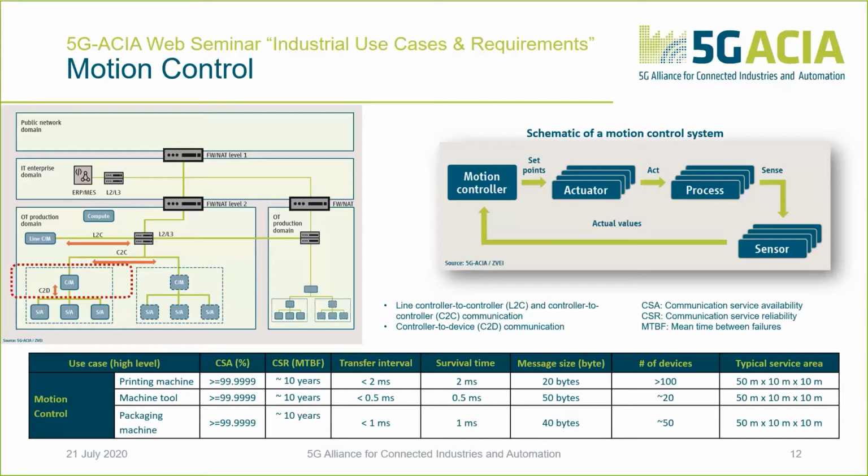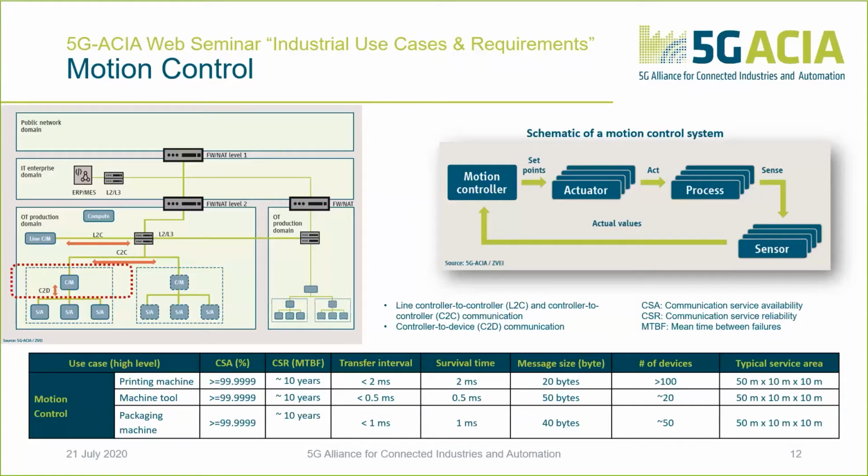At the same time, the sensors are used to determine the current value of the process. For example, what is the current position of the components? And then they send the actual values back to the motion controller in a deterministic manner. So during each communication cycle, the motion controller sends the updated set points to all actuators, and the sensors send back their current values in order to complete the control loop.